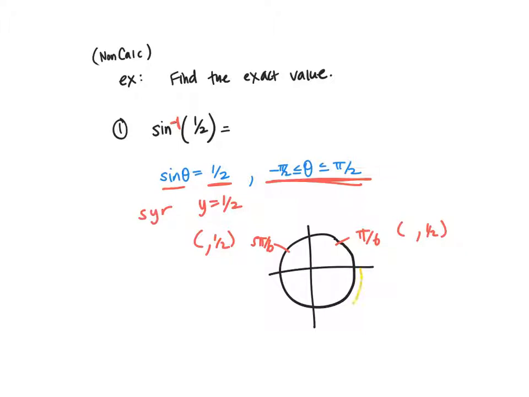Remember, negative pi over 2 is this way, and positive pi over 2 is this way. That means your answer must be between quadrant 1 and 4. So the only answer that fits between quadrant 1 and 4 is this quadrant 1 answer. So inverse sine of 1/2 is pi over 6. That is your final answer.